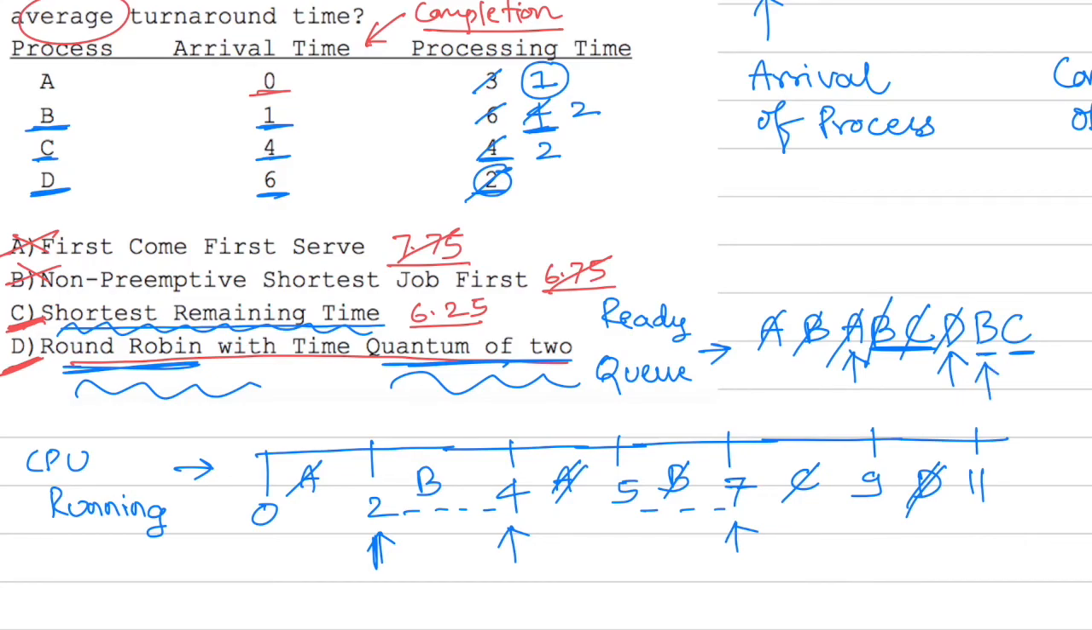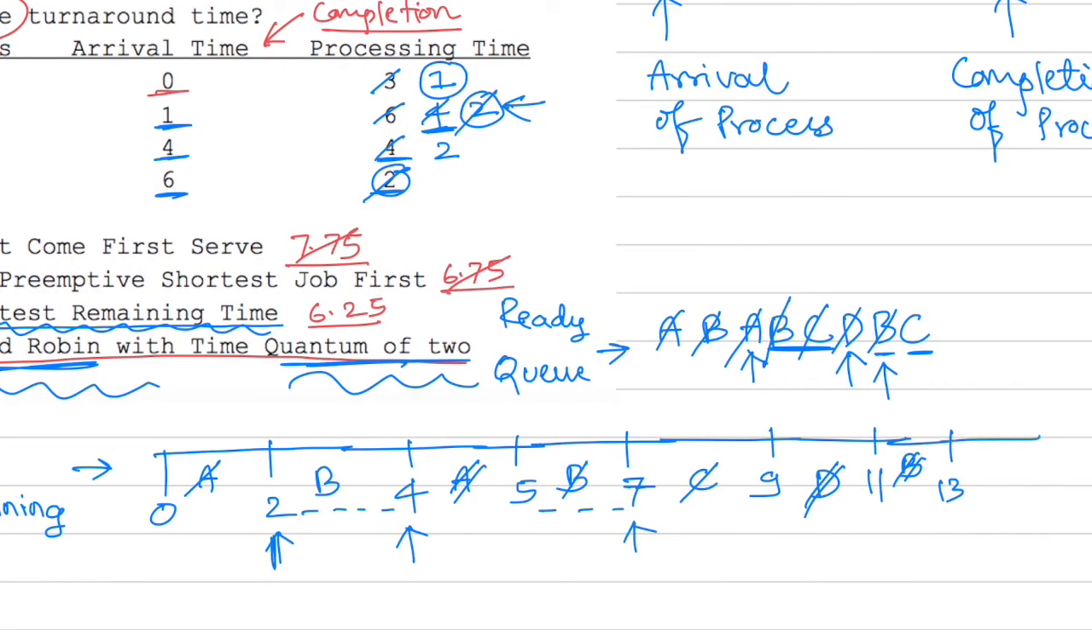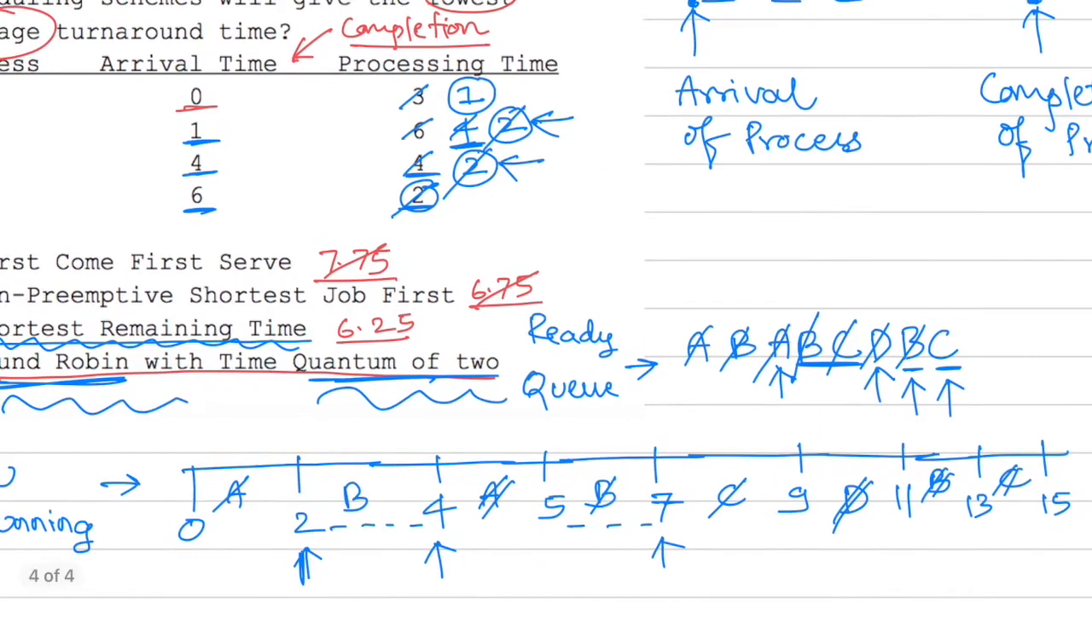So B once again, B has 2 seconds remaining, so it will run with the CPU for 2 seconds till 13. Okay, and then B will also terminate, and then finally we have only C remaining. C has also only 2 seconds remaining, so it will get the 2 seconds time quantum, and C will also terminate. Yes, this is how round robin will happen with the time quantum of 2 seconds.